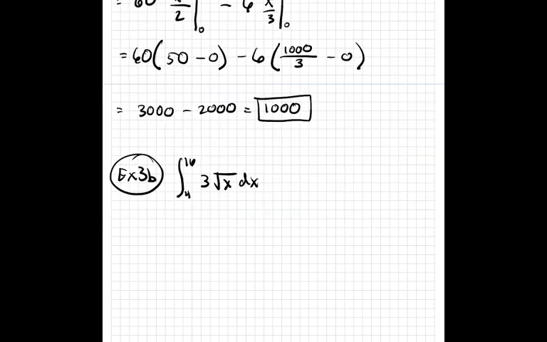So first, we're going to start by rewriting this integral in the following way. I'm going to move the constant to the front of the integral. And instead of writing the square root of x, I'm going to rewrite that as an exponential, so x to the power of a half dx.